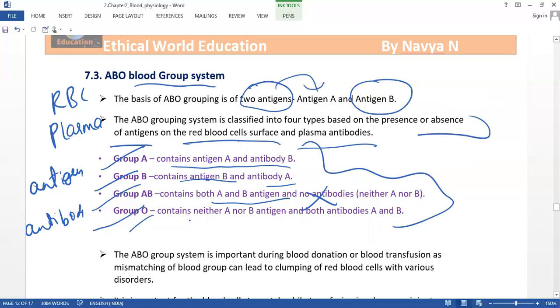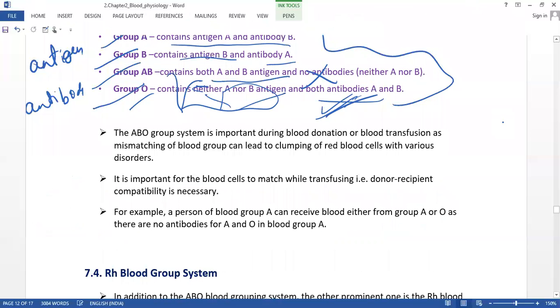And O contains neither A antigen nor B antigen, but both antibodies will be present. These two are vice versa: AB contains both antigens A and B but no antibodies, while O contains neither antigen but both antibodies A and B. Just remember this. Group O contains neither A nor B antigen, but contains both antibodies, A and B.